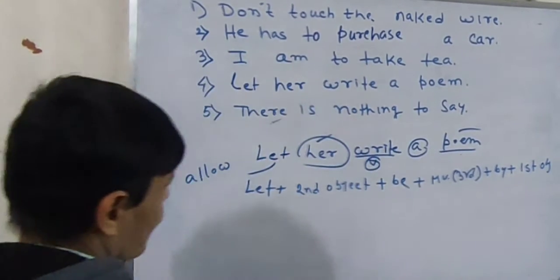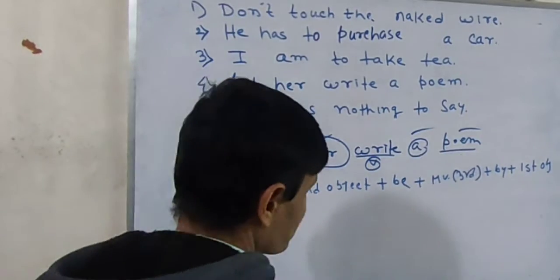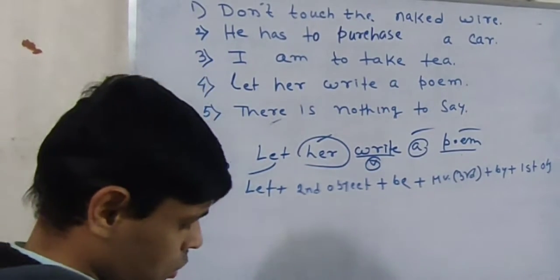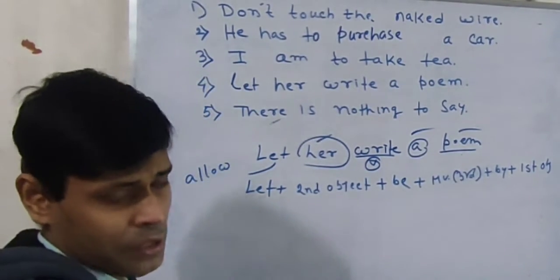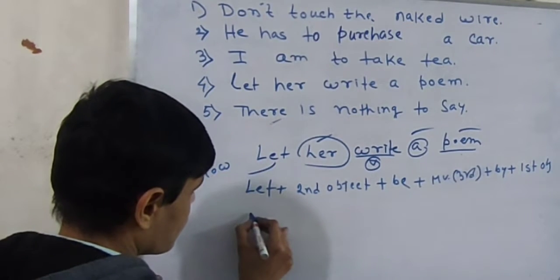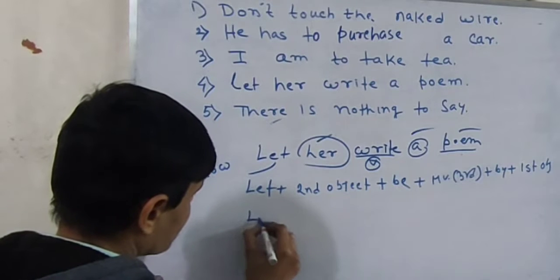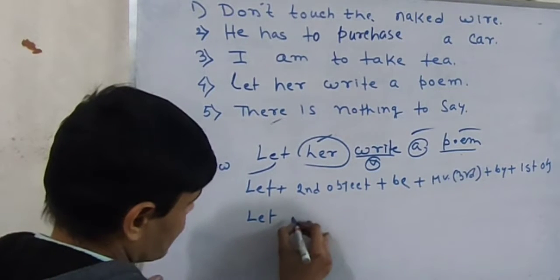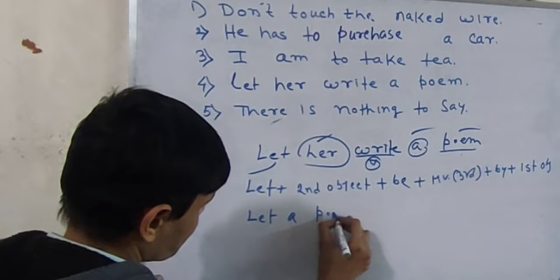Okay. Now I would like to change it. A must be here as against a noun. Before a noun, generally articles are placed, so we have used A. A poem. So let is the answer. Let a poem.